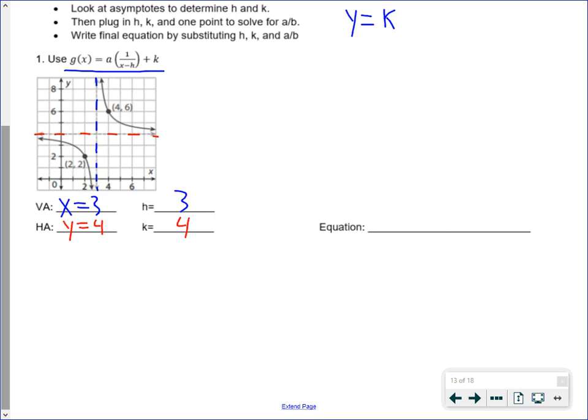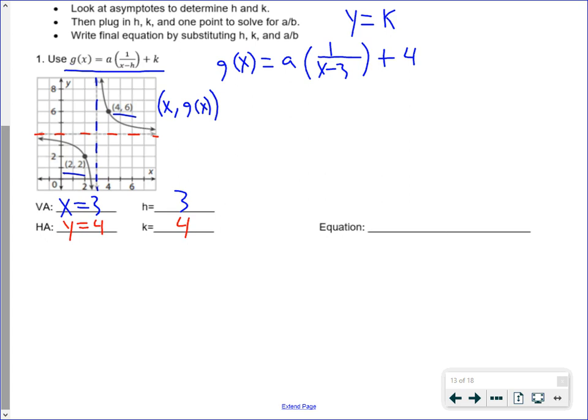And what we're going to do now is plug it into the equation that we give you from the beginning. So we have g of x. That's going to equal our a term that we're going to solve for times 1 all over x minus our h value of 3 plus our k value of 4. So all that's left is to pick one of these 2 points, either 4, 6 or 2, 2, and plug it into our equation. Remember, our points are going to be in the form x comma g of x. Or in other words, our y term of the point is going to be our g of x.